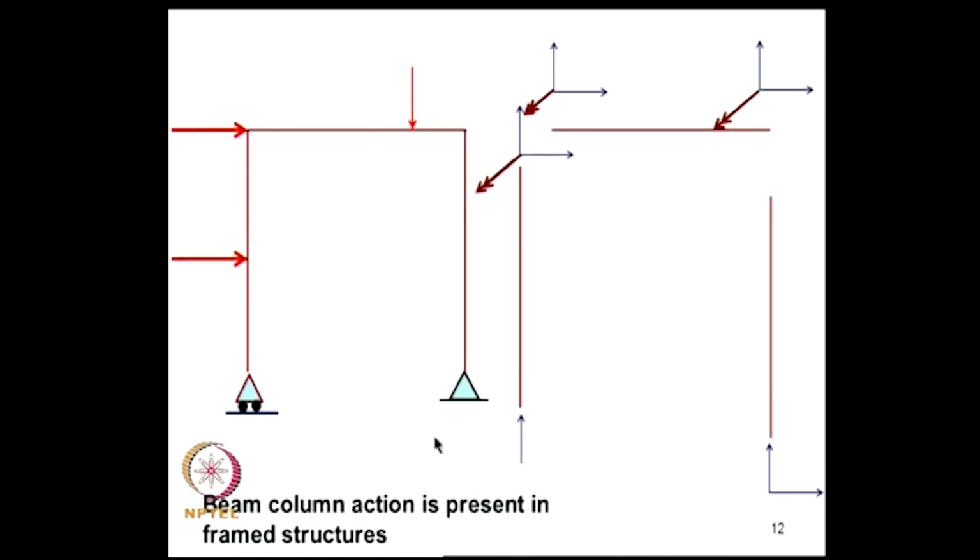Now this beam column action, you must understand, is quite often present in many applications. For example, if you have a single bay portal frame carrying these loads and you perform the analysis, this member will be subjected to axial load and a bending moment, and this member will be subjected to axial loads, shear and bending moment. So each member behaves like a beam column. So it is not that beam columns are rare things; they are often the rule rather than the exception in framed structures.